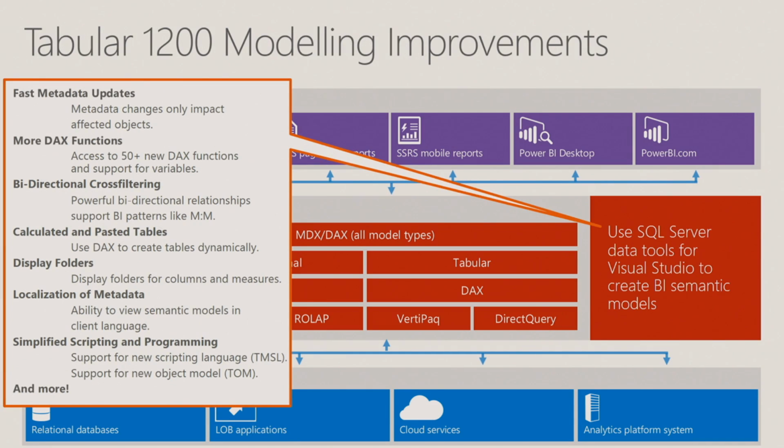And we have display folder support, we have localization support. Now, some of you may be familiar with these unsupported features that exist in 1103, like localizations. And BIDS Helper rings a bell. BIDS Helper is a tool that the community wrote that allows you to use these unsupported features. And we didn't carry those features over into 1200, but we have equivalent features now in 1200 models that are actually supported.